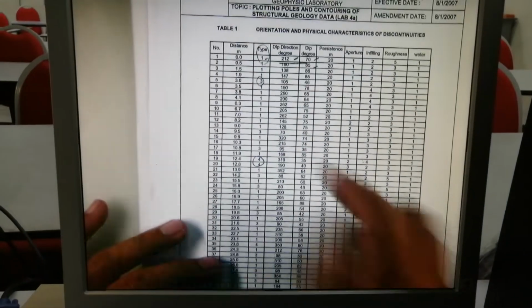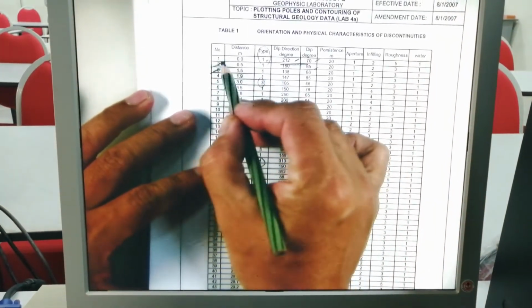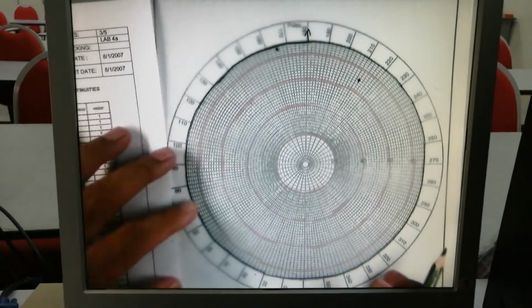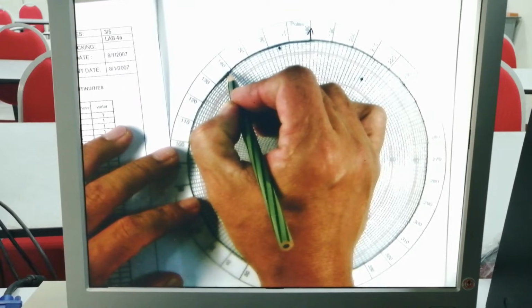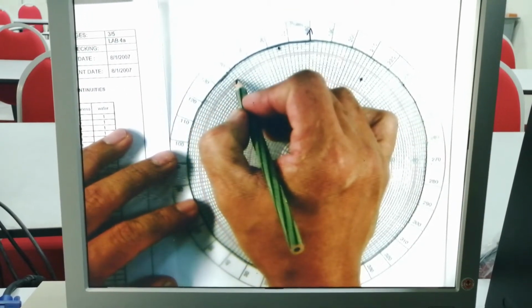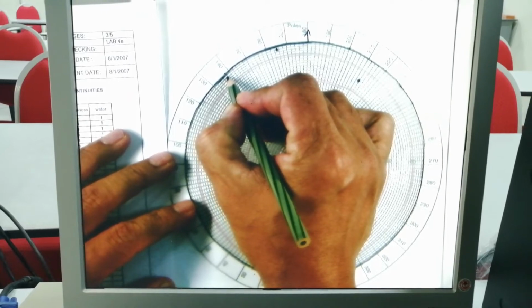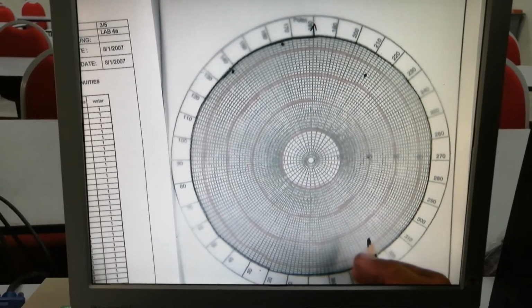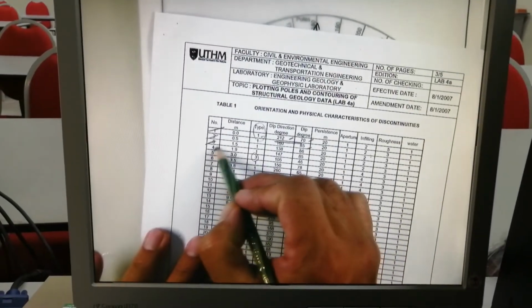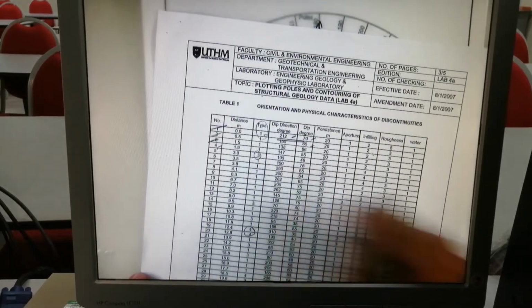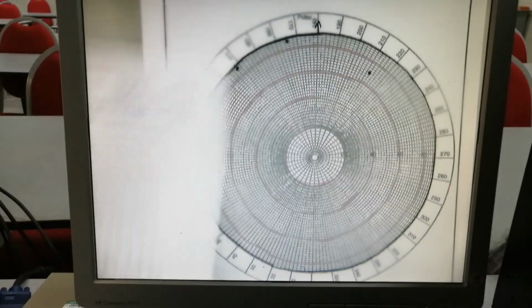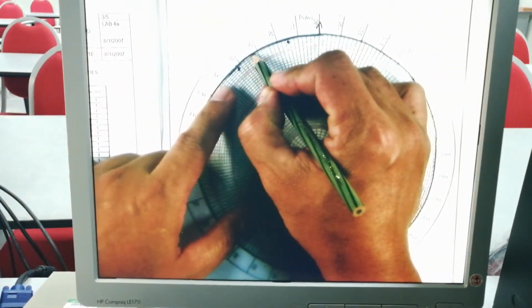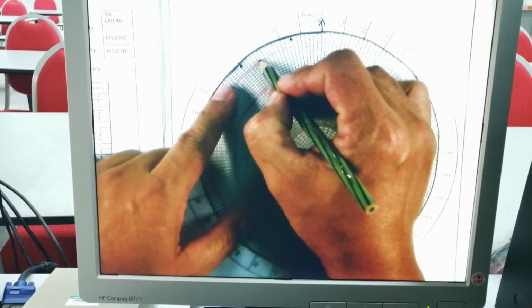And then we continue our plotting with number 3, and the data is 138, 86. 138 is here, and the angle is 86. It's somewhere here, so we draw like this. Then for data number 4, it is 147, 85. 147 is here, and 85 is here.